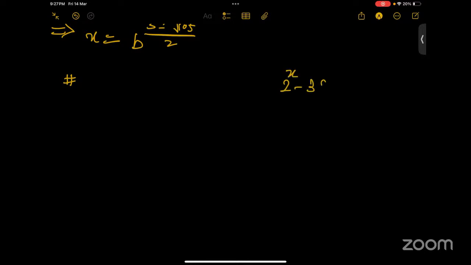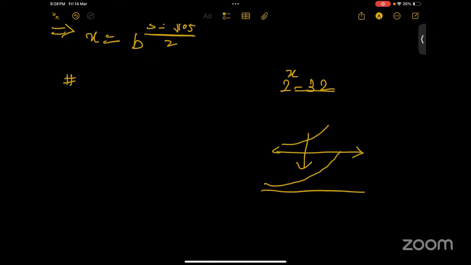Okay, so if you have an exponential function, we know that the x-axis is the asymptote, right? And the minus 32 means we are shifting it in the downward direction by 32 units. So minus 32 will be the asymptote.